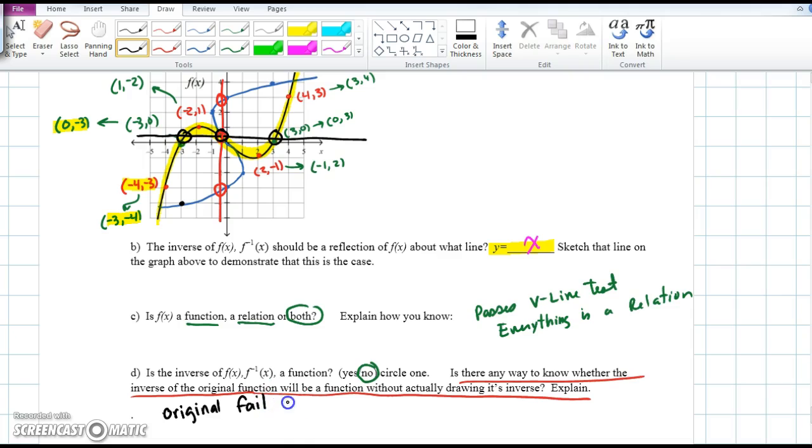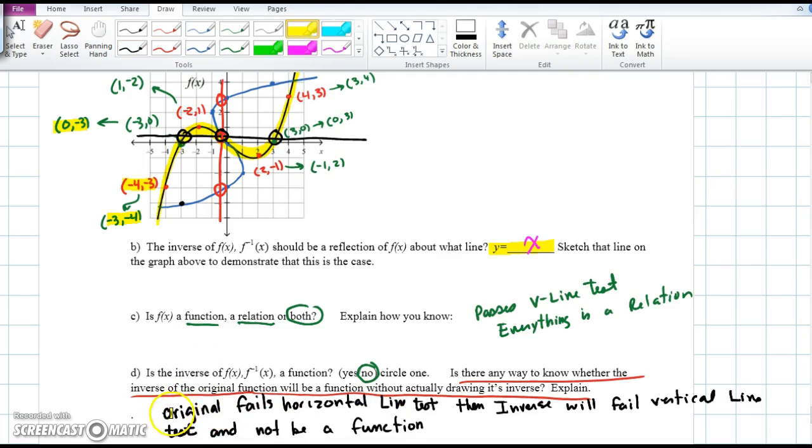fails horizontal line test, then the inverse will fail the vertical line test. Because when we switch x and y, what happens horizontally will become what happens vertically. So we can always tell, and we never really have to draw the inverse if we're just looking for whether it's a function or not.